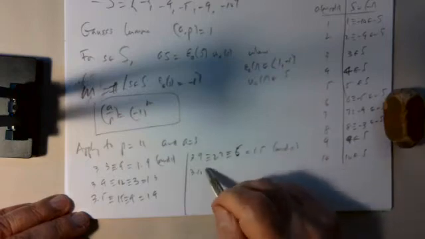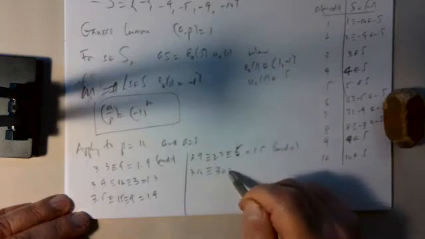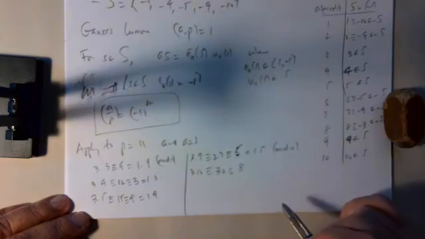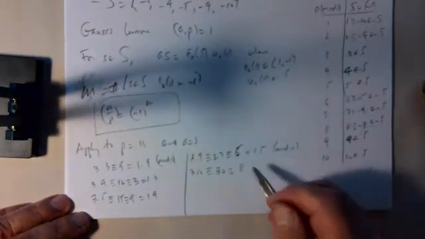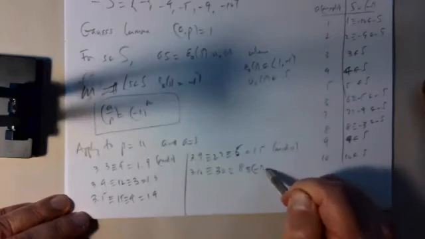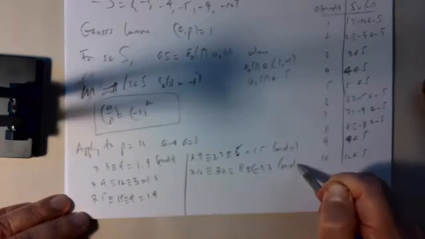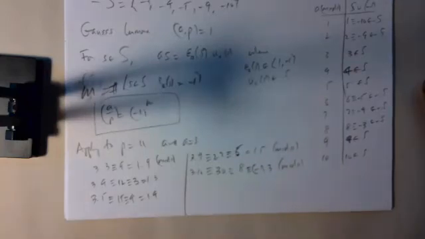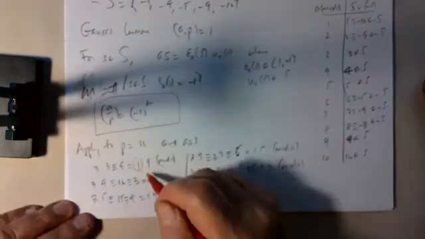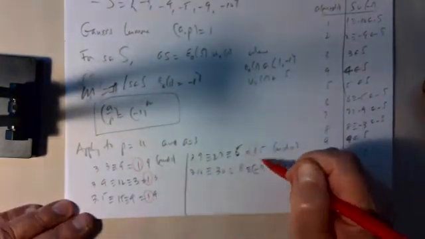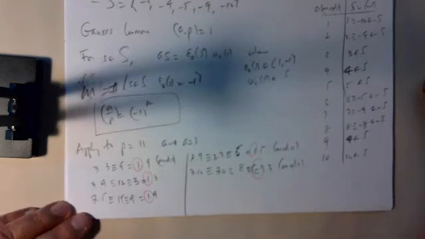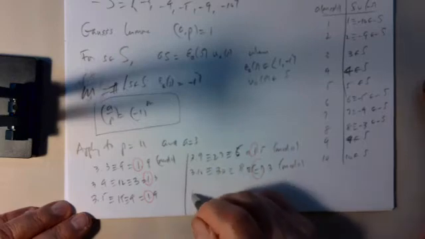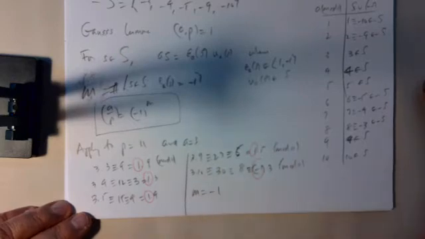Mod 11. 3 times 10 is 30. Mod 11, this is 8. 8 is not in the set, but 8 is congruent to minus 3. So this is minus 1 times 3 mod 11. So we look at the plus or minus ones. How many are equal to minus 1? Just one of them.